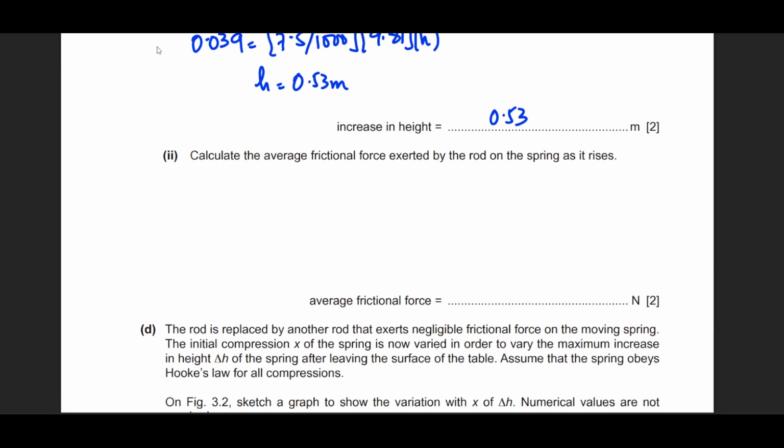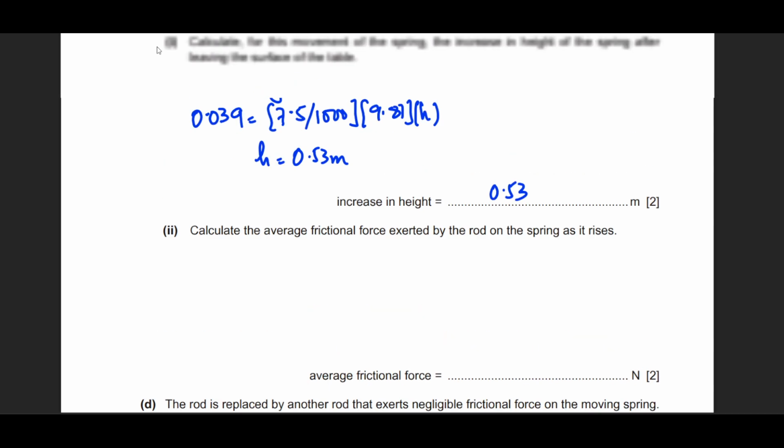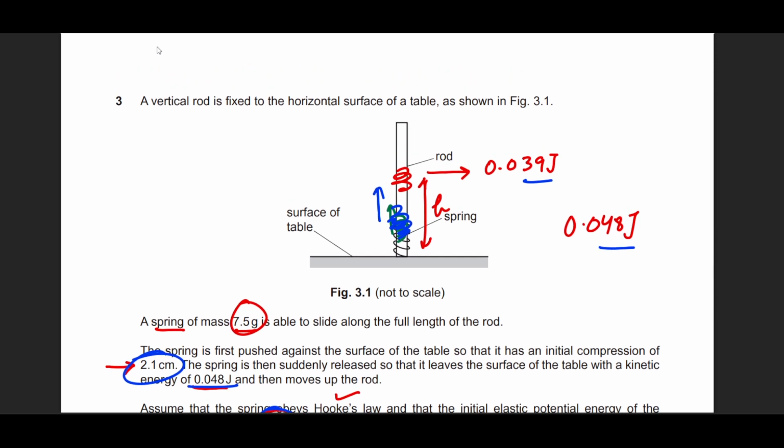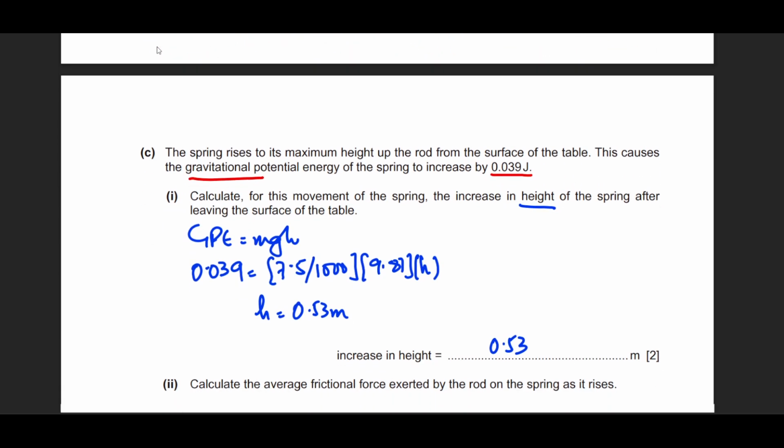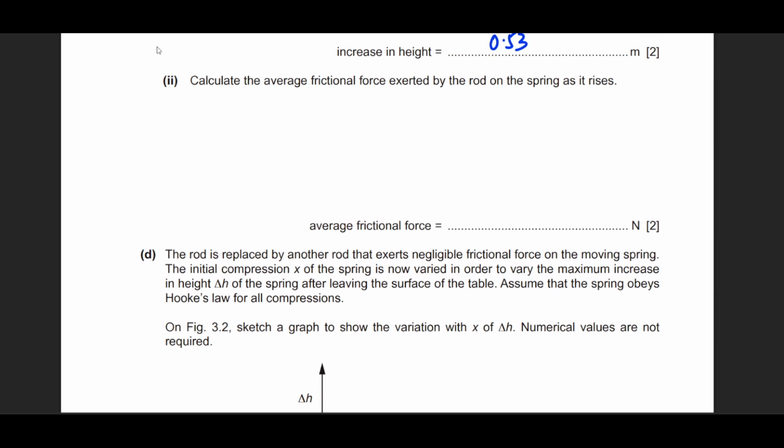Part 2, calculate the average frictional force exerted by a rod on the spring as it rises. This is the same thing that I was talking about previously, that you need to understand how much energy you have invested, how much energy you got back in terms of the other form of energy, and how much of it is missing. So it's an accounting problem. Always look at this as an accounting problem. So in terms of accounting, we need to balance the sheets, right?